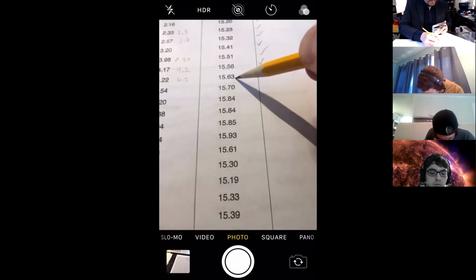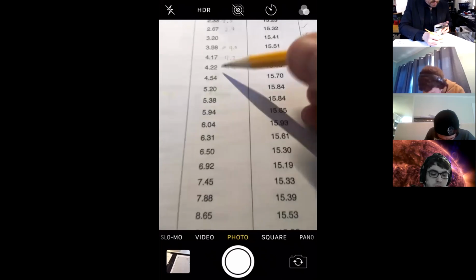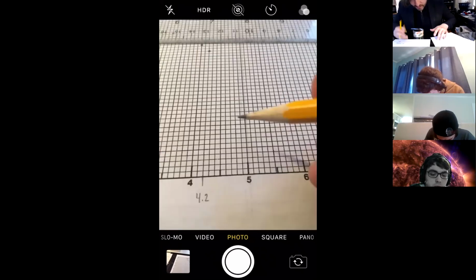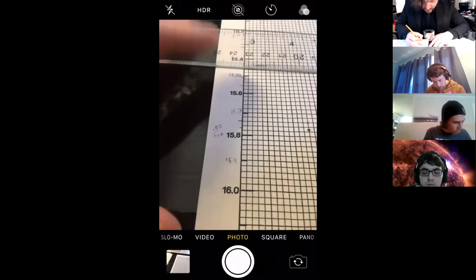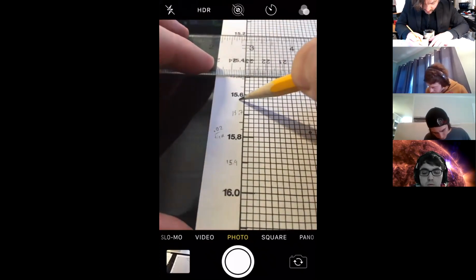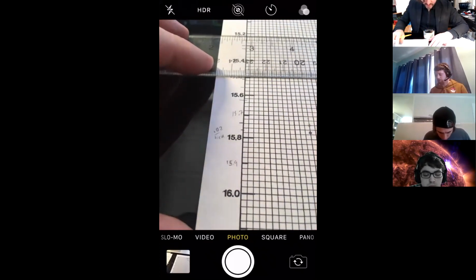4.2 again. There's still so much left. 15.63. Come on, we can do this. 4.2 and 15.63. Nice. This is 6.2. That's 6.3 right there.